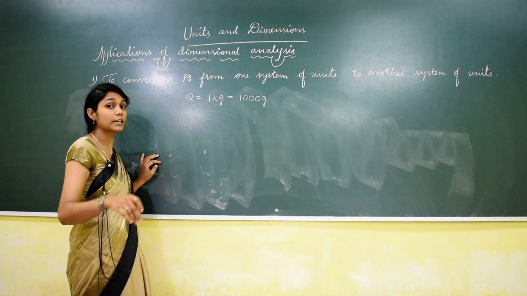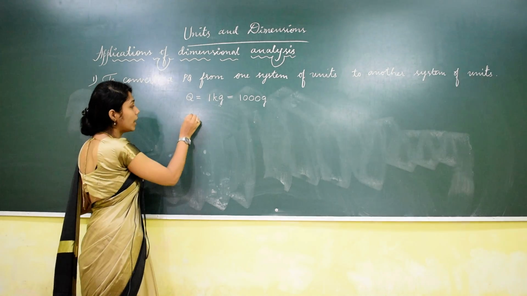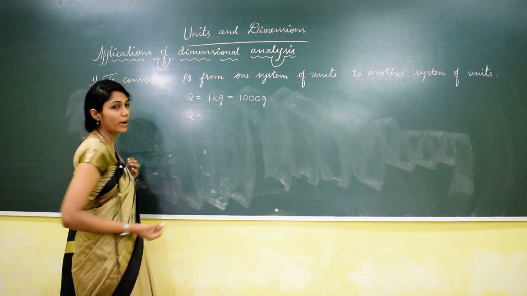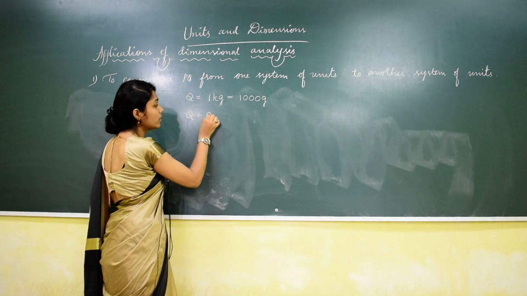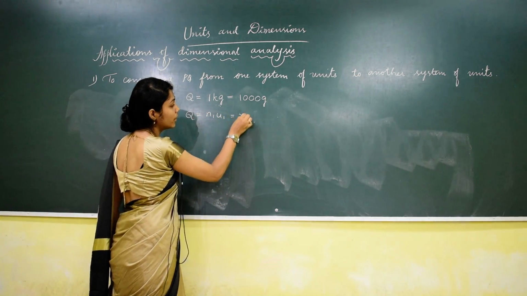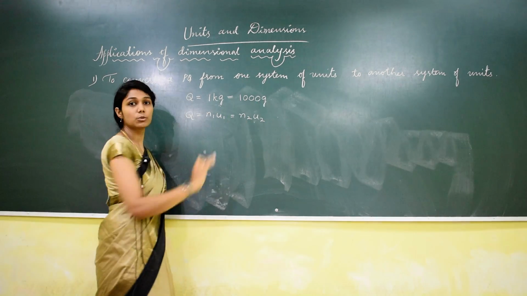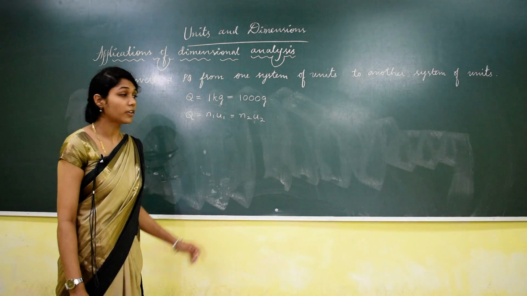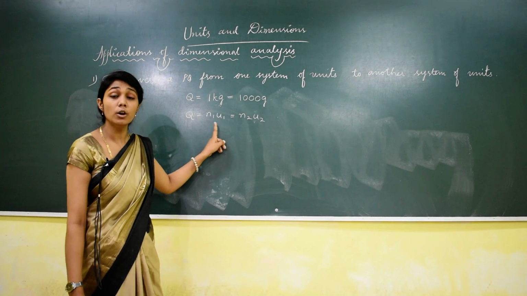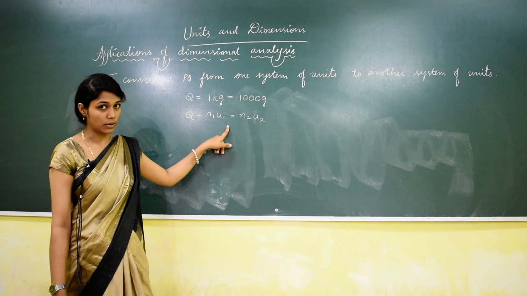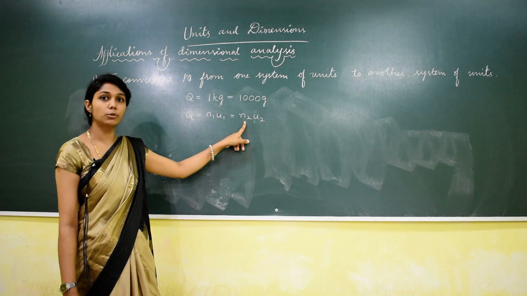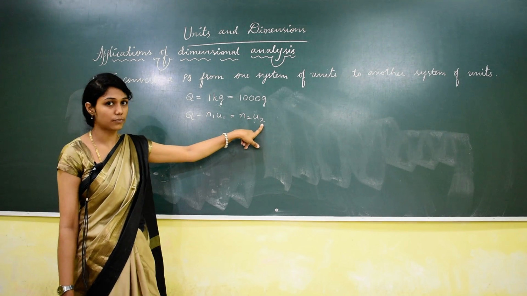ಆ್ಯಂಡ್ ಫಾರ್ ದ್ಯಾಟ್ ಐ ಹ್ಯಾವ್ ಗಿವನ್ ಒನ್ ಫಾರ್ಮುಲಾ ಆಲ್ಸೋ, ದಟ್ ಈಸ್ ಕ್ವಾಂಟಿಟಿ is equal to N1 U1 is equal to N2 U2 is equal to constant ಅಂತ ಹೇಳಿದೆ. Where N1 represents the numerical value, U1 represents the size of the unit, and N2 represents the numerical value, U2 represents the size of the unit here.